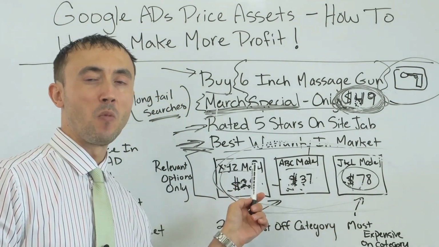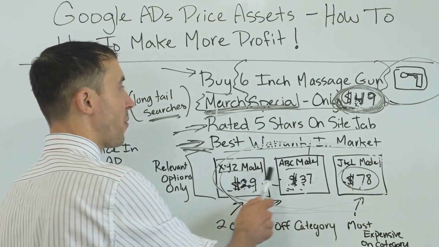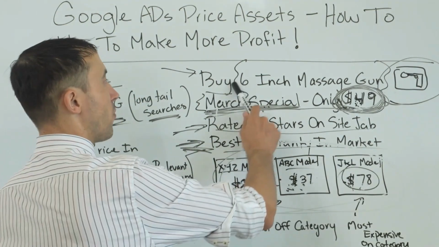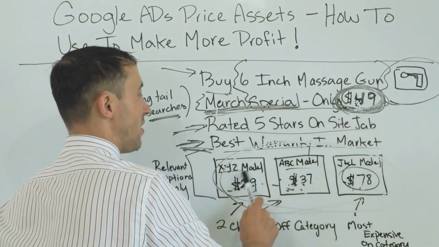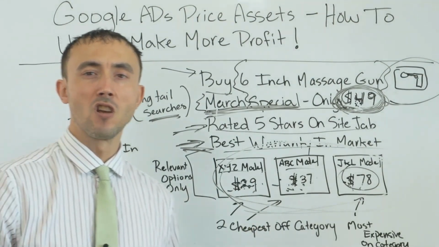Not only that, but every keyword you're selling, technically to be specific about it, so that you have the perfect price on the ad and the perfect ad asset to go along with it. So if they're looking for a 4-inch massage gun, you have a different price, and this will all be tailored so that you have 2 cheaper and 1 more expensive.